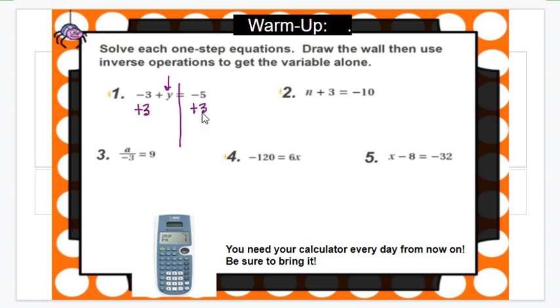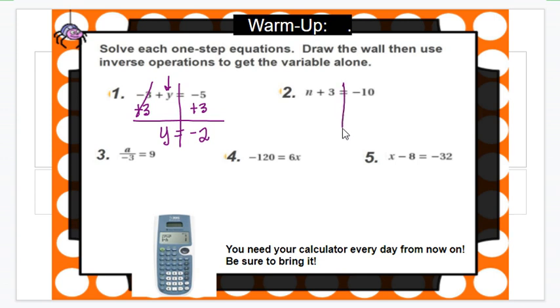And what you do on one side, you have to do to the other to show you're balancing the equation. If you do it on here, you have to do it over here as well. So the -3 and the +3 cancel, leaving us with just y on this side. And -5 plus 3 is -2 because different signs subtract, take the sign of the higher number.